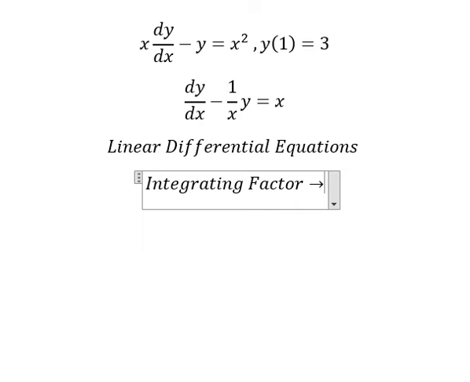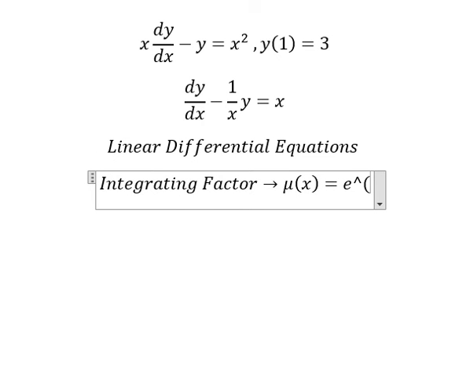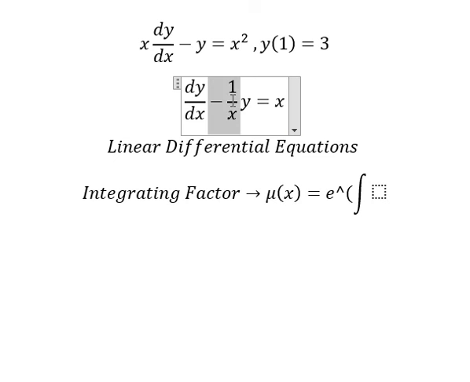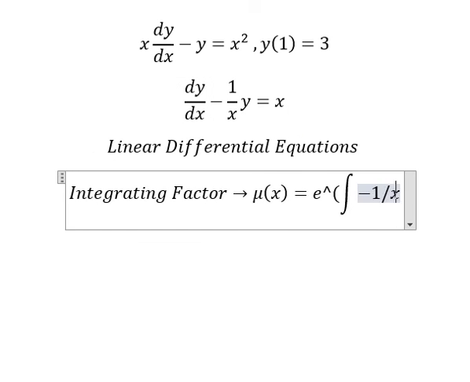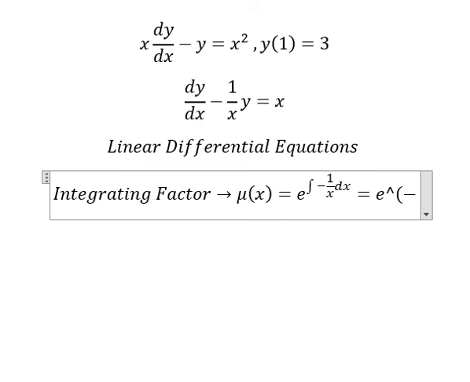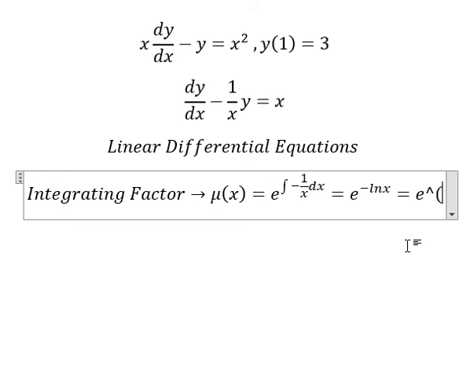So we need to find mu of x equals e to the power of the integration. We see that negative 1 over x is next to y. This is for the integrating factor. And we have negative ln x. We know that the negative will go inside the natural log in here.